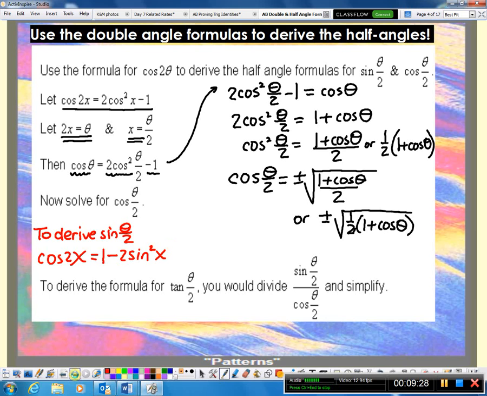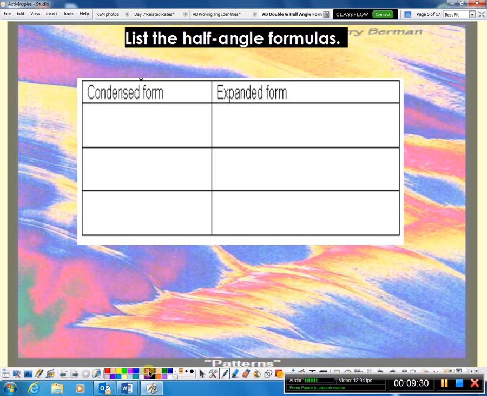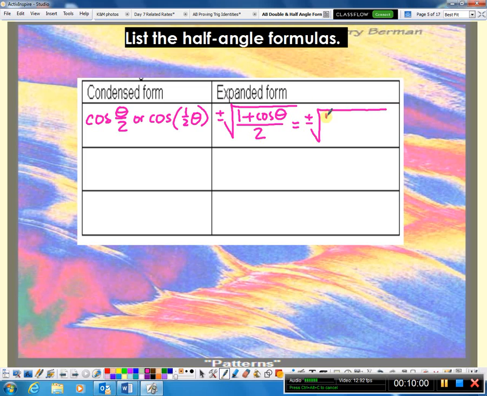Well, let's summarize at this point what you need to know about the half angle formulas. So cosine of theta over 2, you could write as cosine of 1/2 theta if you think that's going to help you remember that it's a half angle formula. Either way is fine. I can rewrite that as plus or minus the square root of 1 plus cosine theta all over 2. And that's also equal to, the form is the same, it's just algebraically I'm rewriting it a little bit, plus or minus the square root of 1 plus cosine theta times a half, all in the radical.